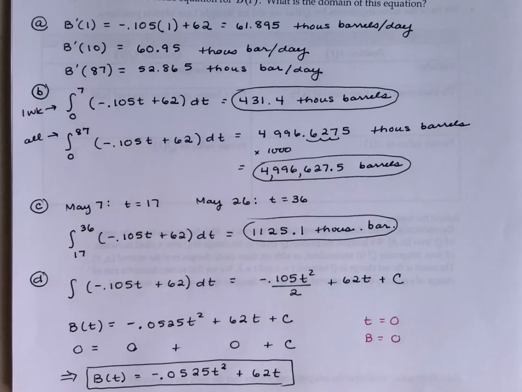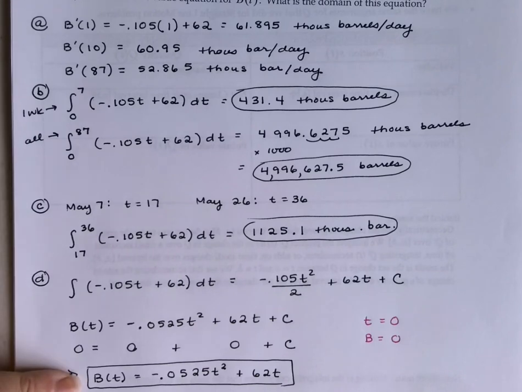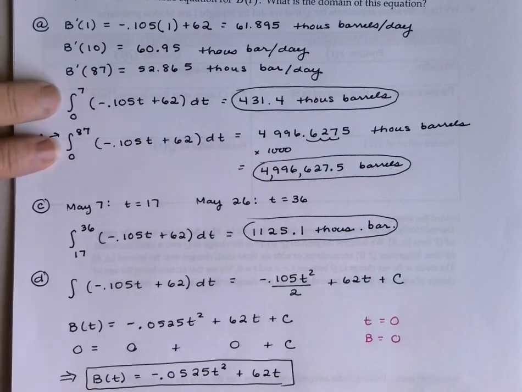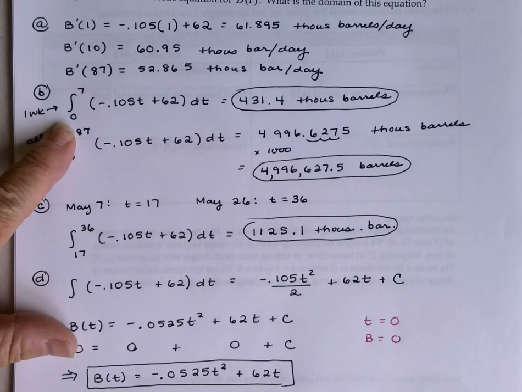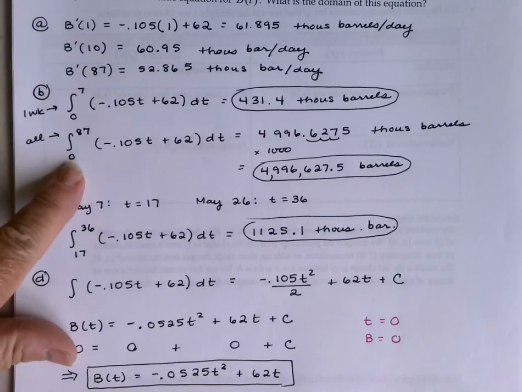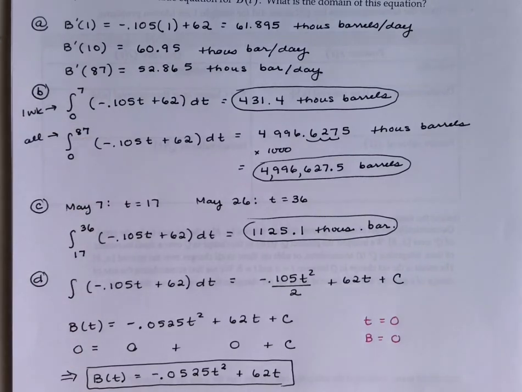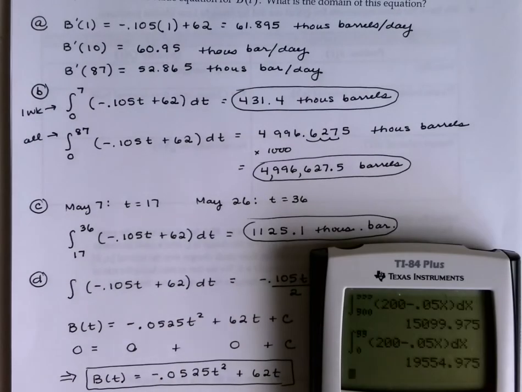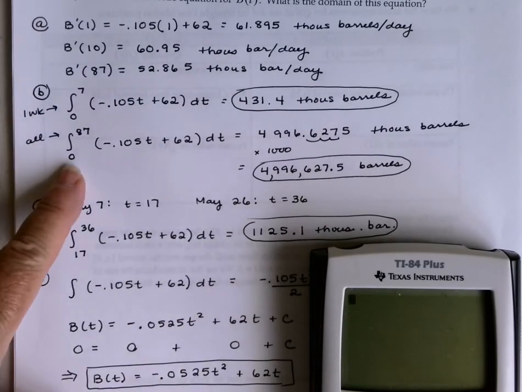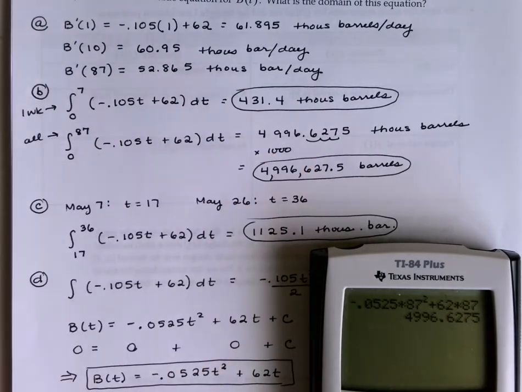Notice, by the way, that using this equation, we could have, in a very straightforward way, answered both of these questions, right? The amount of oil spilled from the beginning until day 7, and the amount of oil spilled from the beginning until day 87, simply by plugging the t values into our function. So just to verify, let's do the second one. If I did b of 87, okay, there's that 4996.6275, just like we got here.